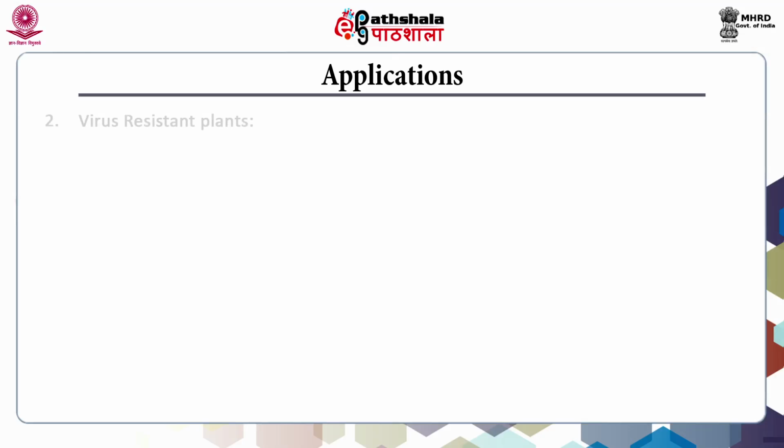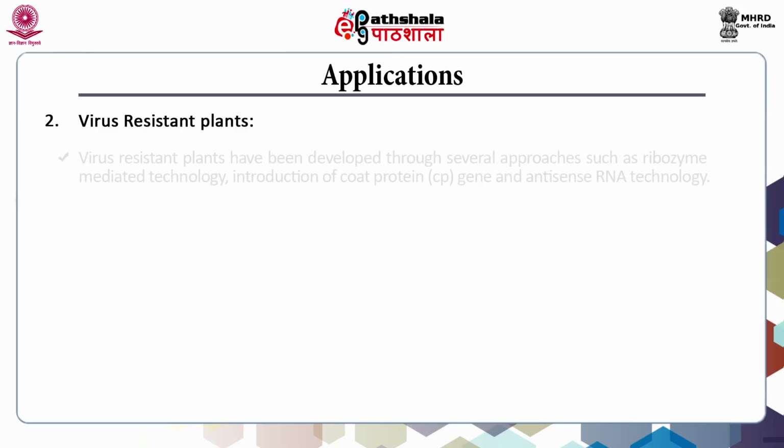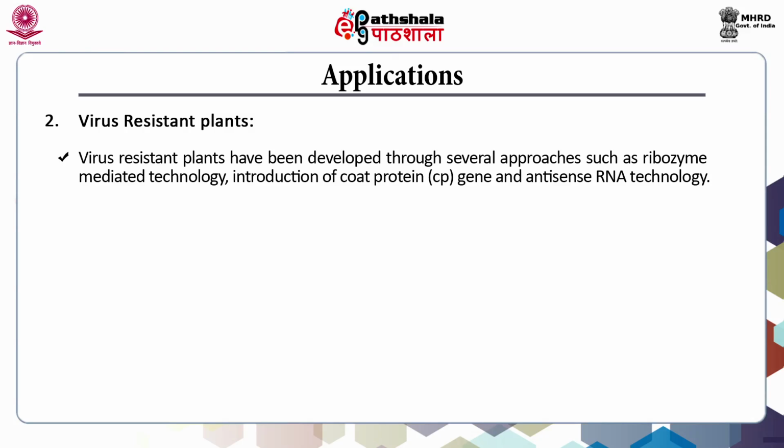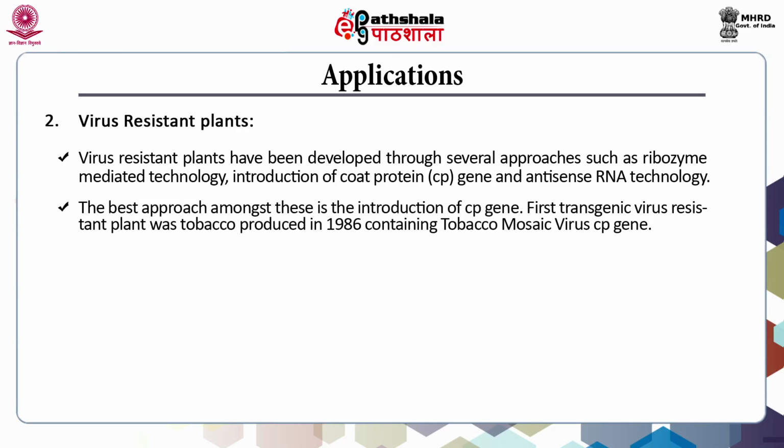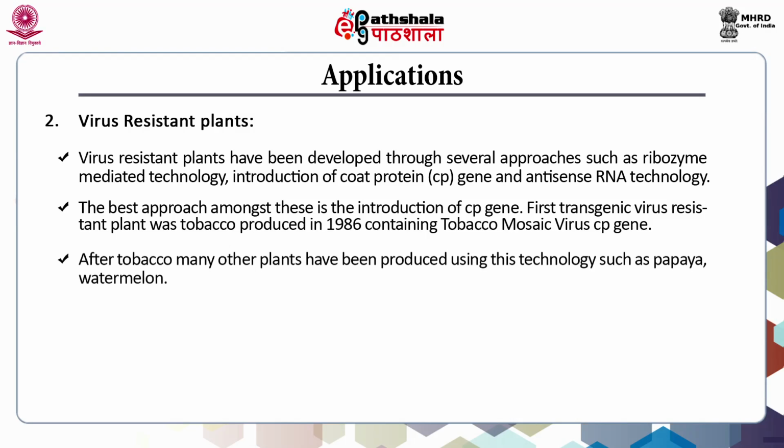Second application is the production of virus resistant plants. Virus resistant plants have been developed through several approaches including ribozyme-mediated technology, introduction of coat protein gene and antisense RNA technology. The best approach amongst these is the introduction of coat protein gene. First transgenic virus resistant plant was tobacco that was produced in 1986 containing tobacco mosaic virus CP gene. After tobacco, many other plants have been produced using this technology such as papaya and watermelon.